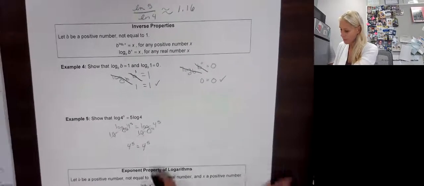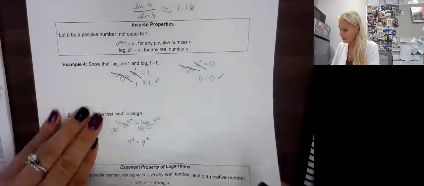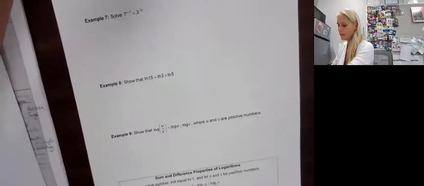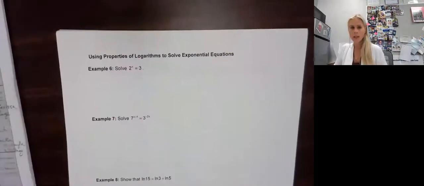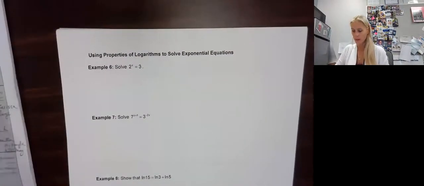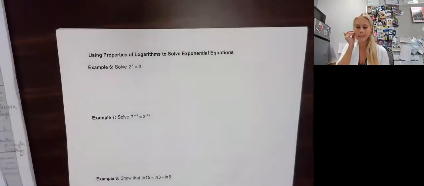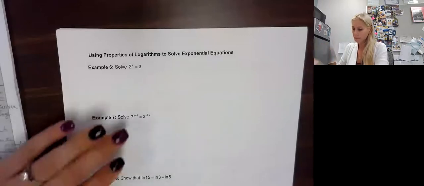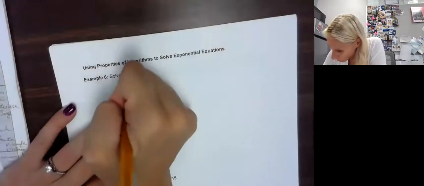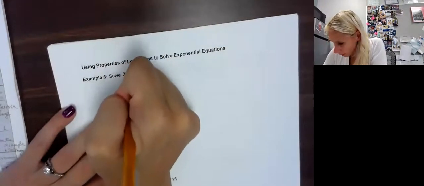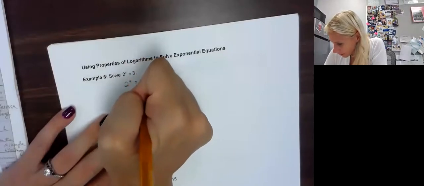Okay, so now we're going to deal with some situations that might happen to be able to solve. Now remember, if we're solving, we're saying what x makes the statement true, okay? So we're going to try to get x by itself. So I'm just going to write this in here.